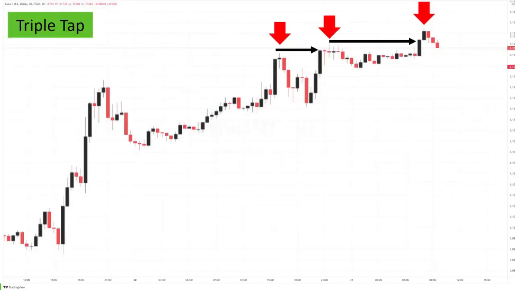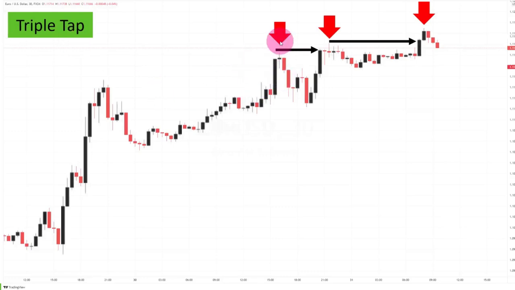Triple tap, one of my favorite patterns. It's a very, very important pattern to note. And the triple tap can help you understand when trends are likely to end and be over. And ideally, you want to look for a triple tap in an existing trend. So if the market has been trending for a long time and then you see a triple tap, that's where you want to really get interested.